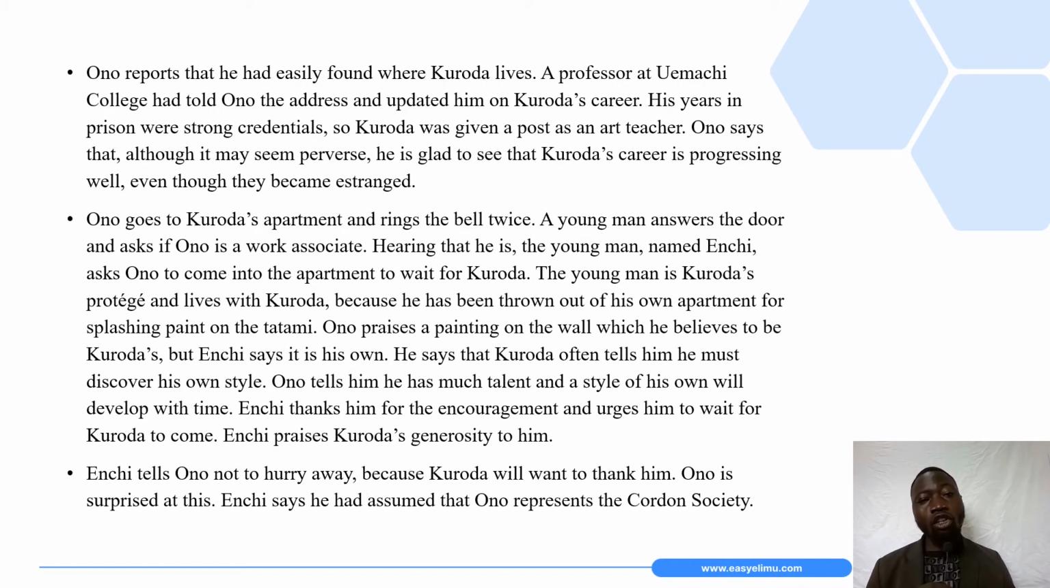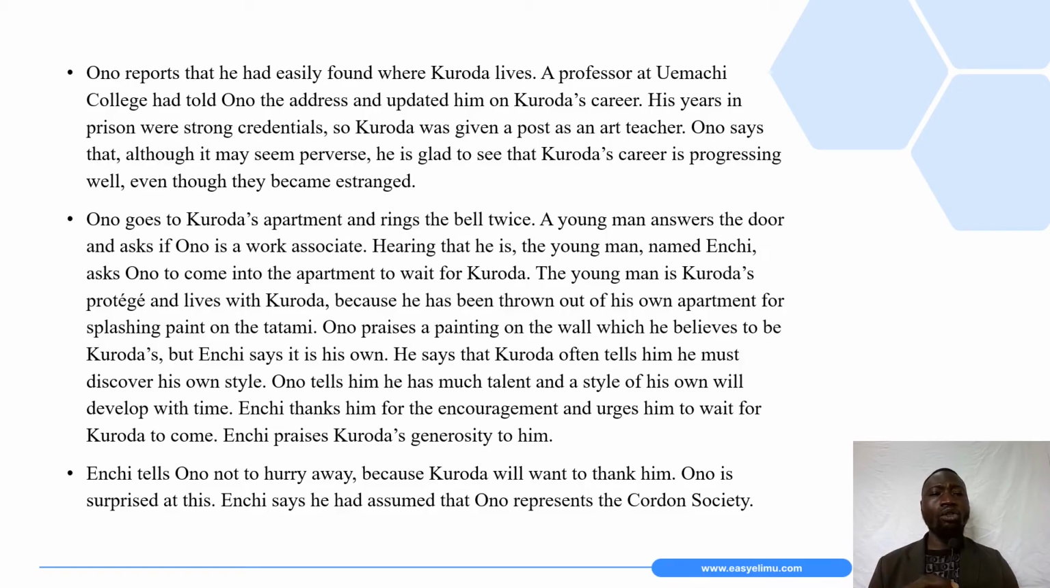So Ono reports that he had easily found where Kuroda lives. A professor at Uemachi College had told him the address and updated him on Kuroda's career. So his years in prison were strong credentials, so Kuroda was given a post as an art teacher. So Ono says that although it may seem perverse, he is glad to see that Kuroda's career is progressing well, even though they became estranged.